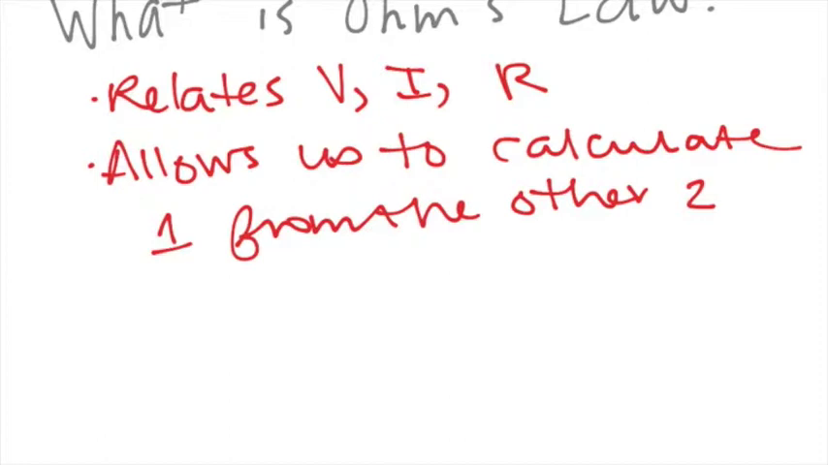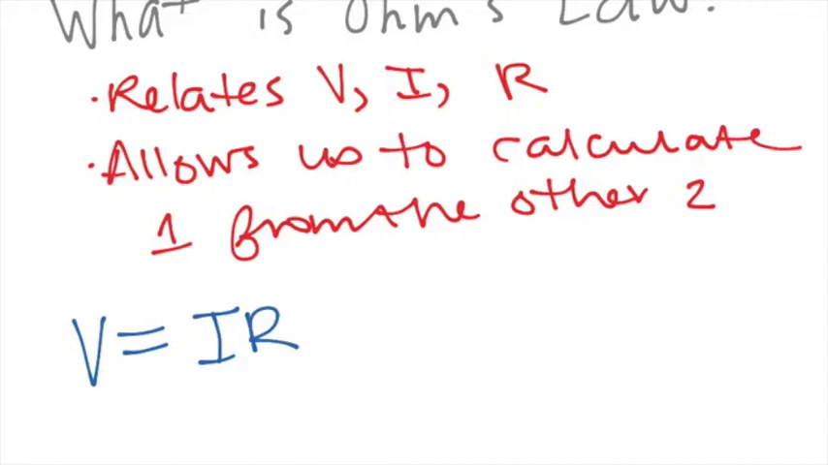And now you're probably wondering what the mathematical relationship between these is, and that's definitely going to be very important to you as you're studying physics. So the mathematical representation of Ohm's law is simple. It's V equals I times R.